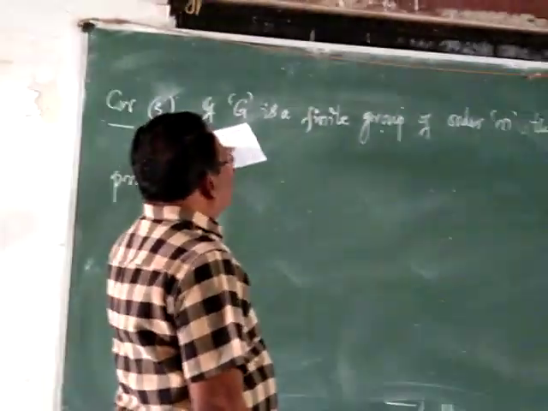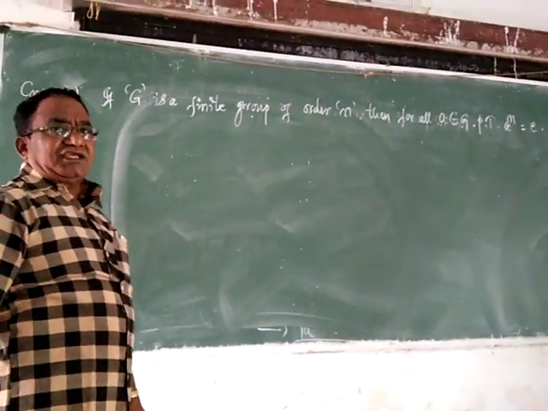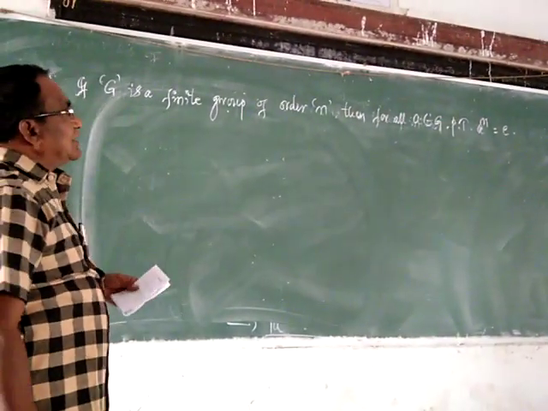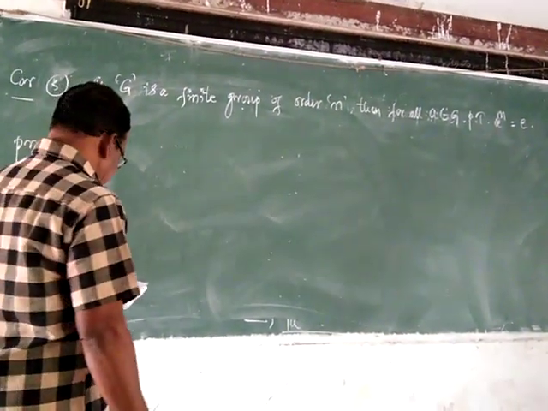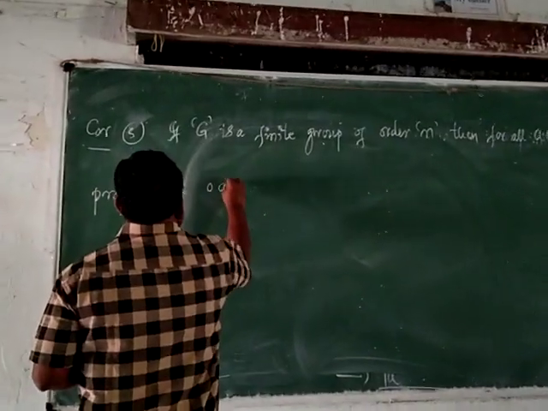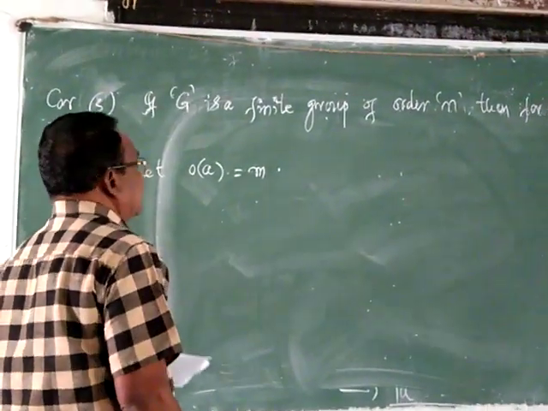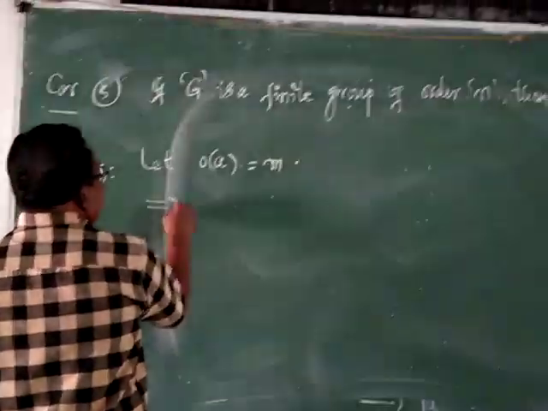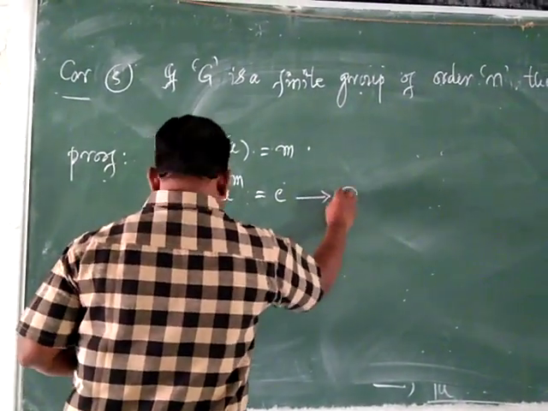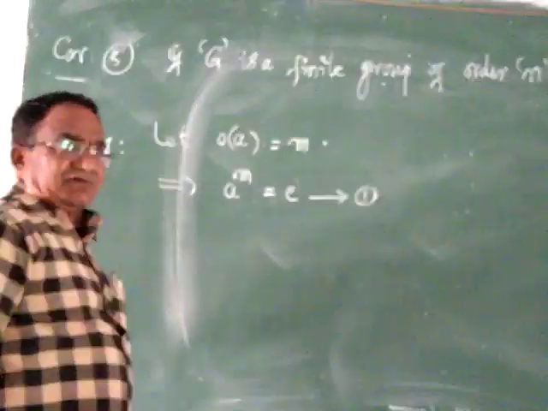It is given that G is a finite group of order n, meaning the order of G is equal to n. Then for all elements A belonging to G, I want to prove that A to the power n is equal to E. In order to prove this, let us assume that the order of A is equal to m. By the definition of the order of an element, this implies that A to the power m is equal to E. Call this result number 1.